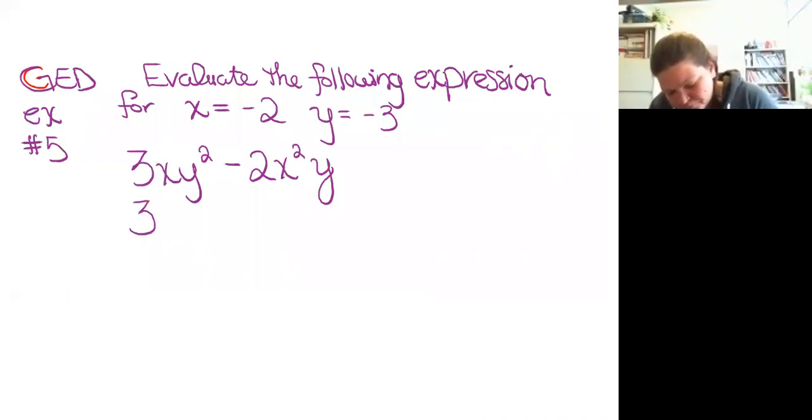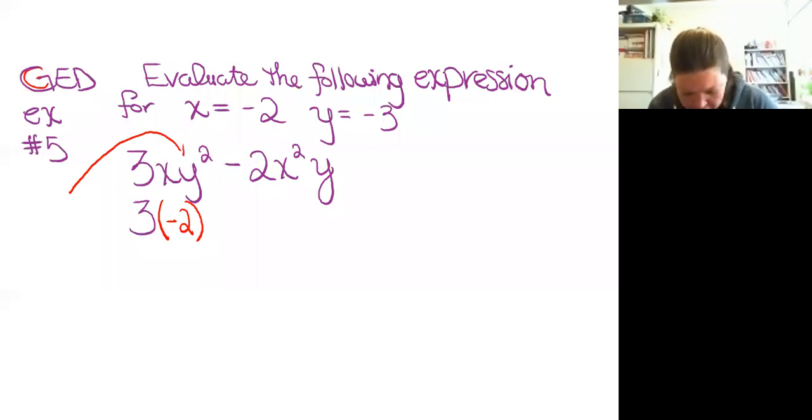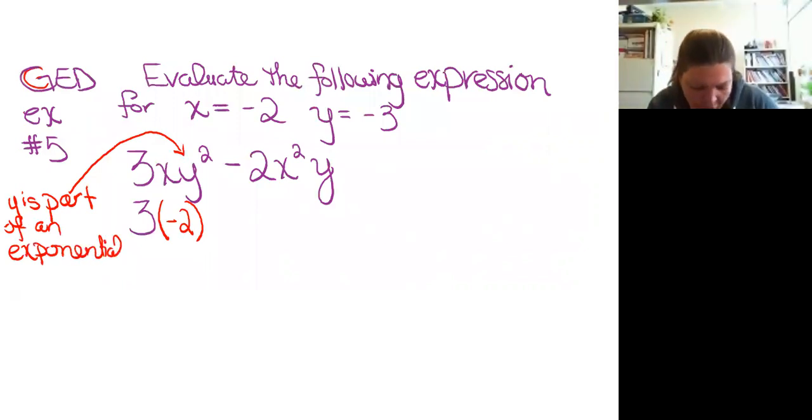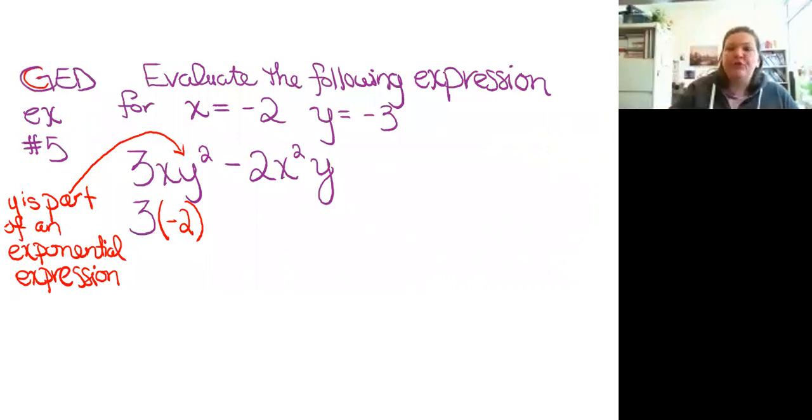We'll keep our 3, but we'll substitute in the value for x. So we said our x was a -2. And we'll substitute in our value for y. Now this is what I want you to notice. I want you to notice that y is part of an exponential expression. All I mean by it is that y has an exponent on it. Can you see that y has an exponent on it? That is my warning to you.